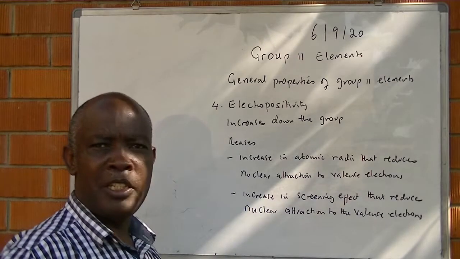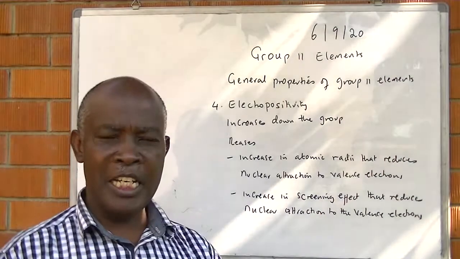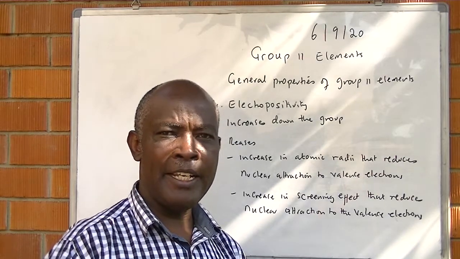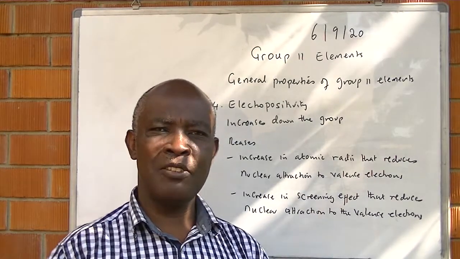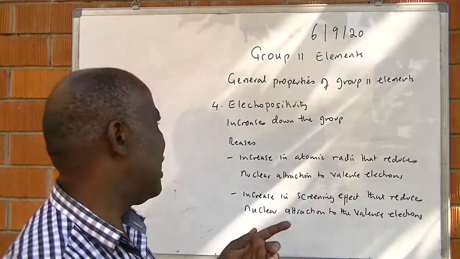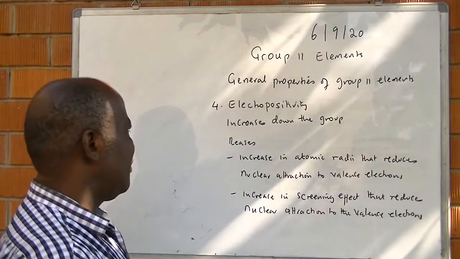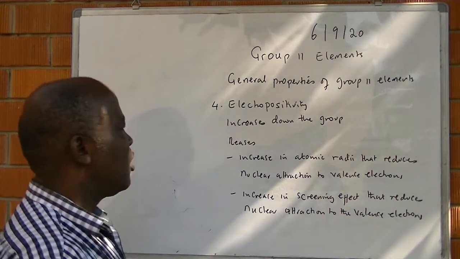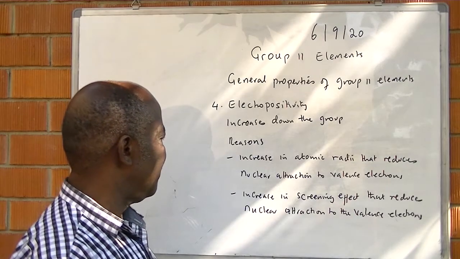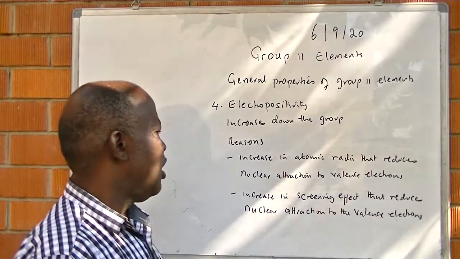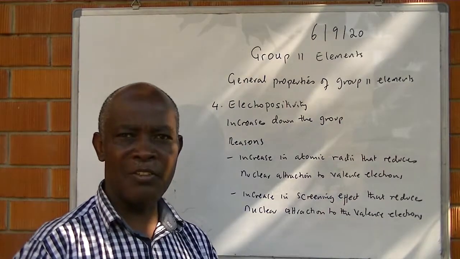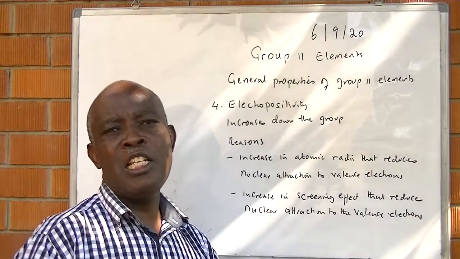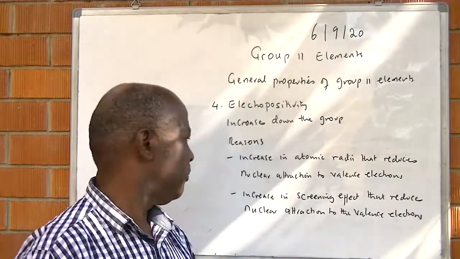Four, electropositivity. Electropositivity is the relative tendency of an atom to lose valence electron. The ease by which an atom loses valence electron is termed as electropositivity. So electropositivity increases down the group from beryllium to barium. Reason is, increase in atomic radii reduces nuclear attraction on the valence electron. When electrons are weakly attracted to the nucleus, they will be easy to give out.